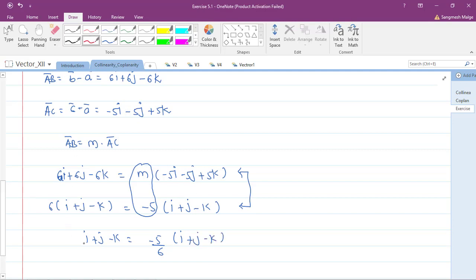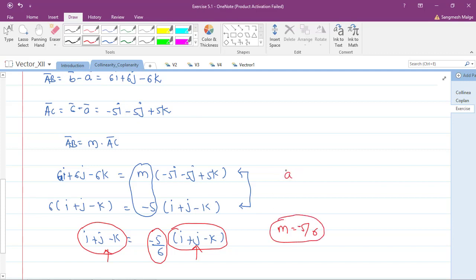Once you get these two vectors the same, then we say that this is the scalar multiple of these two vectors. As this vector and this vector are the same with the scalar multiple of minus 5 by 6, m is equal to minus 5 by 6, what you can say, the given vectors a bar, b bar and c bar are what?